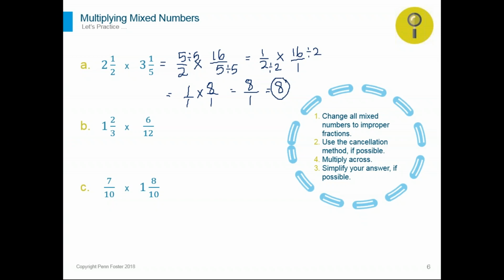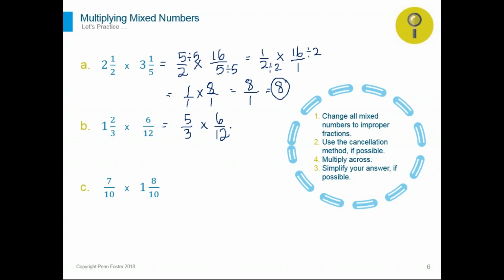The only difference in B is that we have a mixed number and a fraction. So we are not going to change both. We're only going to change the mixed number to an improper fraction, and the second one will just stay as is. And then we're going to do the cancellation method and then multiply across when done with canceling out all the common factors. So 1 times 3 is 3, plus 2 will give you 5/3, times 6/12, which is already in fraction form. So we're going to do the elimination or the cancellation.